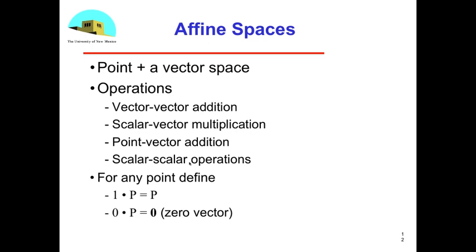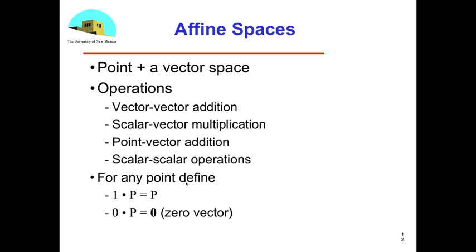Now what operations do you have? Well, the vectors are going to satisfy vector-vector addition. They're also going to satisfy vector-scalar multiplication. Now point-vector addition is the operation that I just had, that you start at a point, you go in the direction of the vector, the length of that vector gives you a new point. So points are generated by point-vector addition. And then we have all the scalar operations using multiplication and addition.